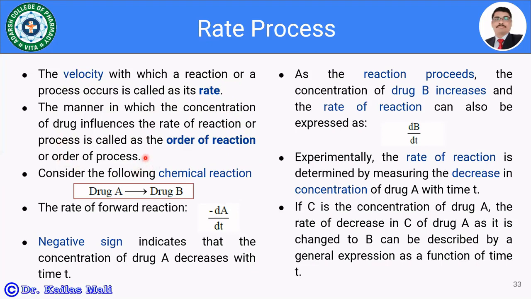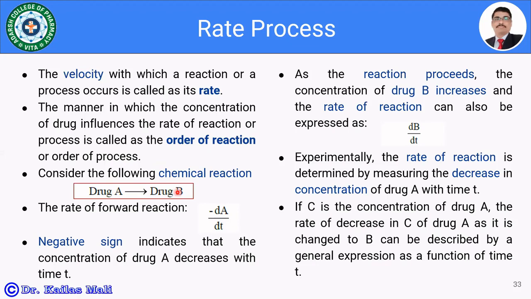So what is meant by the order of process? How the concentration of the reactant, the concentration of drug, influences the rate of reaction or the rate of process, isn't it? That is known as the order of reaction. Now consider the following chemical reaction. We have the drug A, which is going to be converted into the drug B.